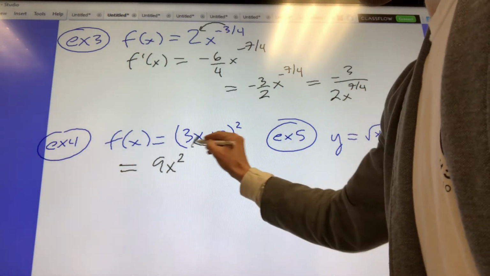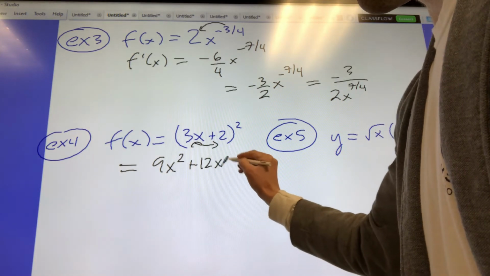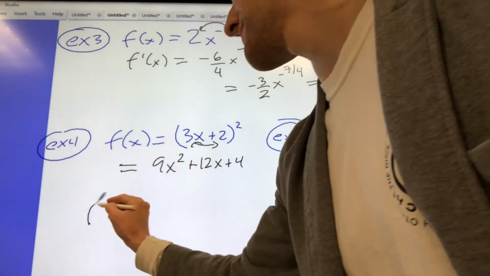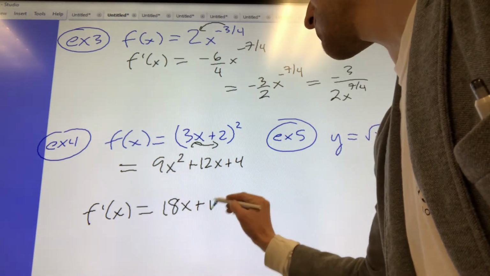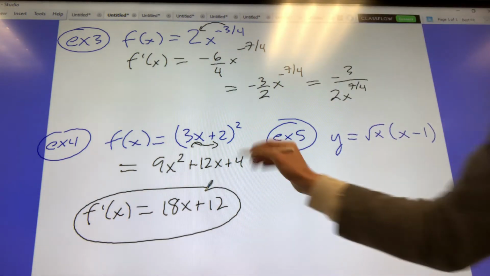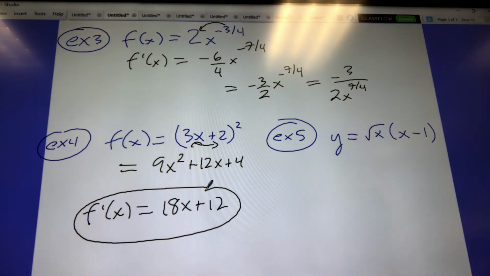All right, on number 4 here, we do not know the chain rule yet. Inner product is 6x, double it, plus 4. So that is f of x. So f prime of x is 18x plus 12. Again, the derivative of 4, that constant is 0.